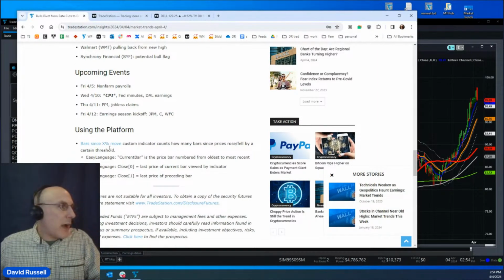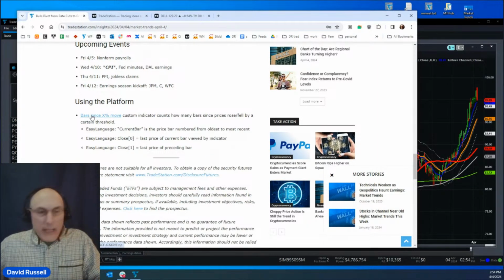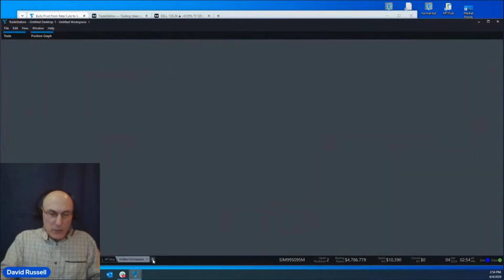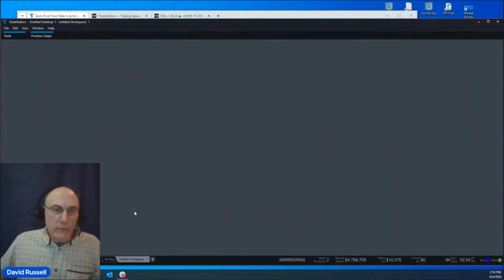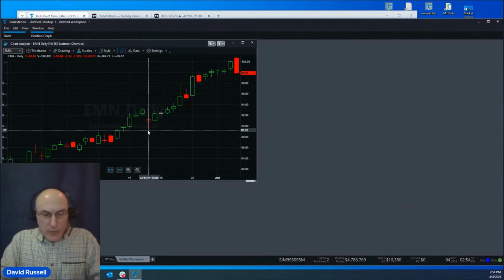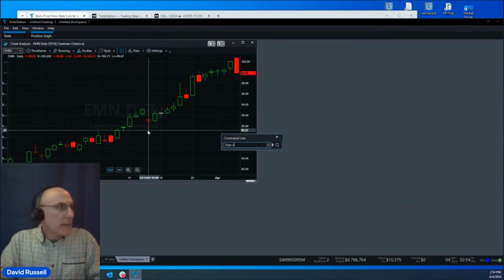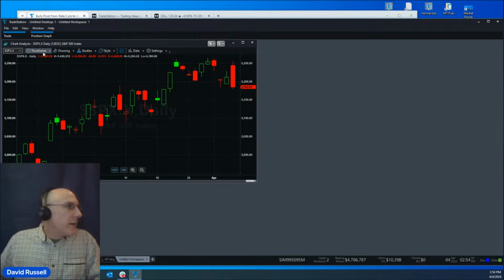So the last thing I want to show you now is using the platform. There's a zip file here if you want to grab it, and it's called bars since X move. I'm going to see if I have time to show you the actual EasyLanguage. I'm going to bring up a chart really quick, let's just go to S&P, go to daily.